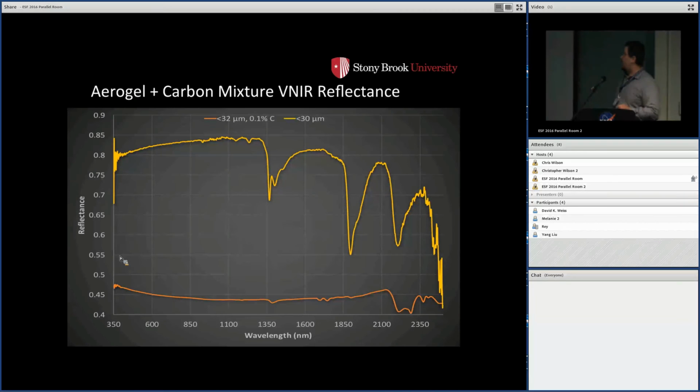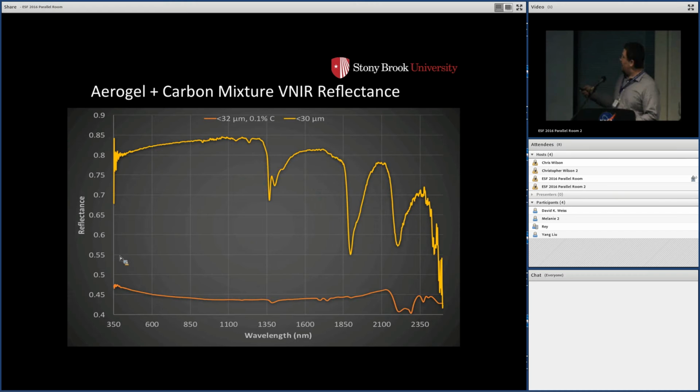However, when we take those same samples under certain other viewing conditions, sometimes we see this round out at short wavelengths, and we have not yet tracked down what this is due to. This is not mislabeled, that is actually sub 30 micron, and this one is sub 32. It shouldn't be any different, but this is the clean aerogel sample. And then the one at the bottom down here, we have mixed 0.1 weight% amorphous carbon black into the sample.